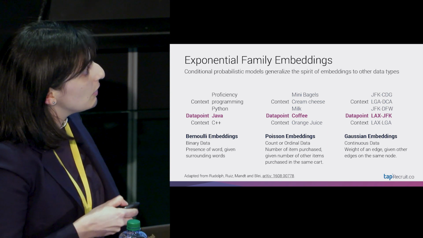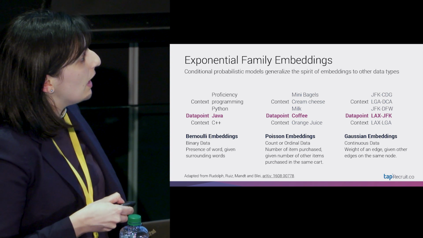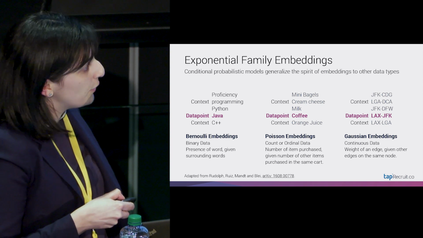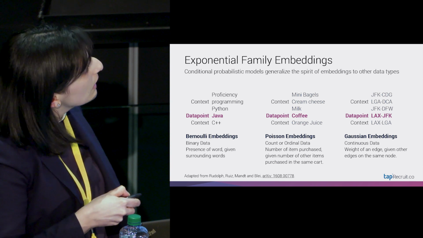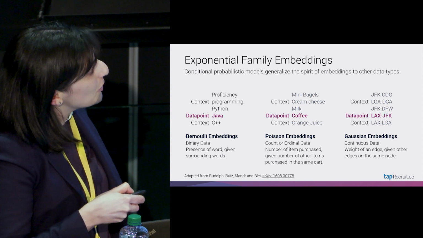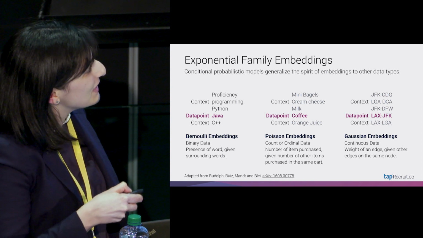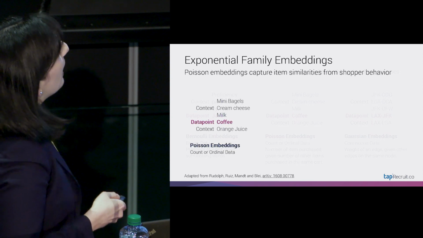In this case, I'm showing you a graph database with nodes and edges, and the continuous data that I'm referring to is the weight of an edge given the other edges on the same node. This is a bit of a mixed up example, but if we're looking at New York as an input, how does it interact with the other airports that come in and out?